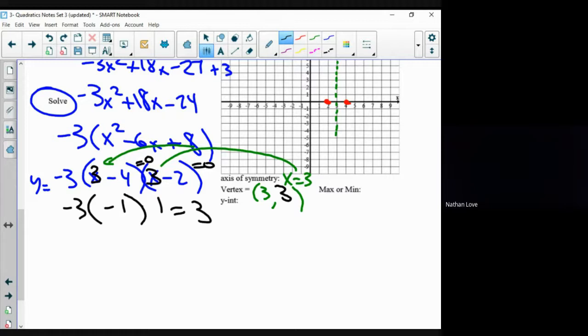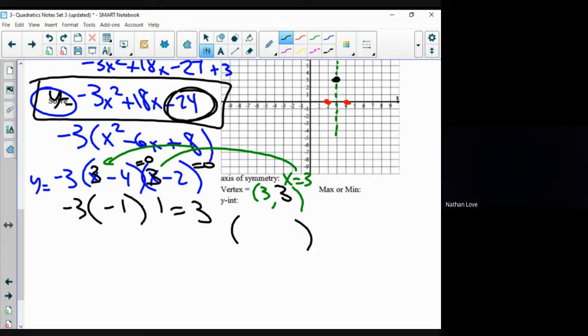Guys, 3, 3 is right here. You can graph that. Where's your y-intercept? Well, we wrote it in standard form just a second ago, and y equals, that's your standard form, by the way. And you make sure it's got a y equals on it. 0, -24. If I want the corresponding point, and I told you it was going to happen on the quiz, and it did, didn't it? You want the corresponding point to the y-intercept? Well, the y value doesn't change, -24.